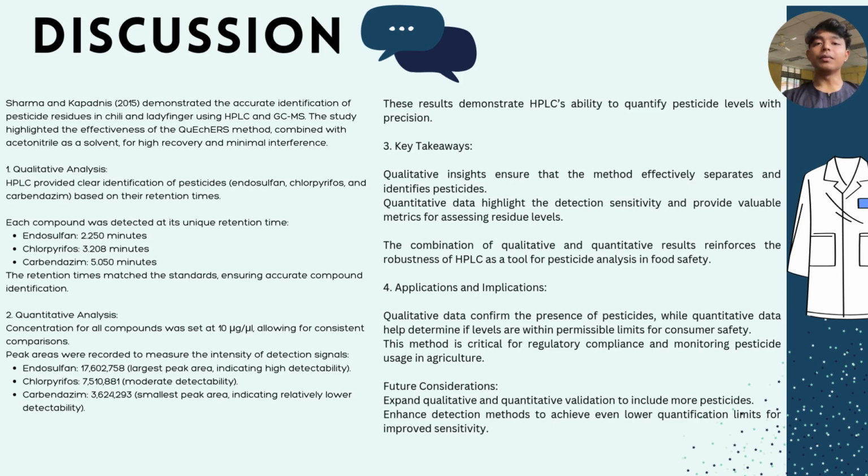For application and implication, this qualitative analysis confirms the presence of pesticide, while quantitative analysis ensures the pesticide levels remain within the permissible safety limits for consumers. This method is crucial for regulatory compliance and monitoring in agricultural practices. For future consideration, moving forward, we recommend including more pesticide types to broaden the scope of analysis. Additionally, enhancing HPLC's sensitivity could further improve the detection of even lower pesticide concentration.